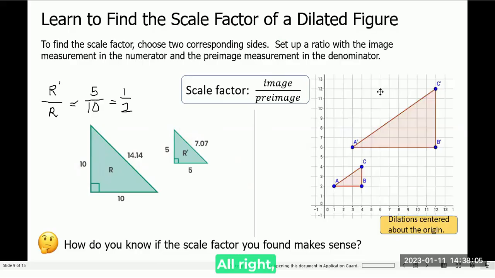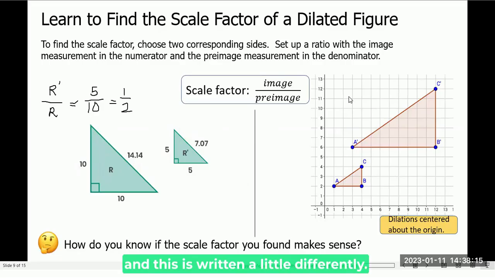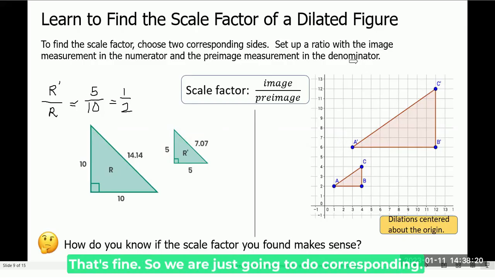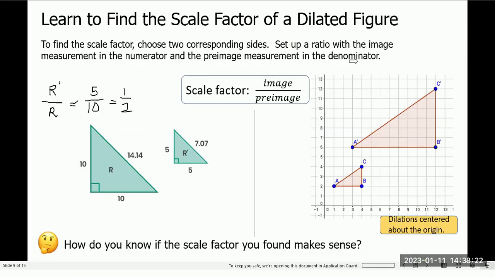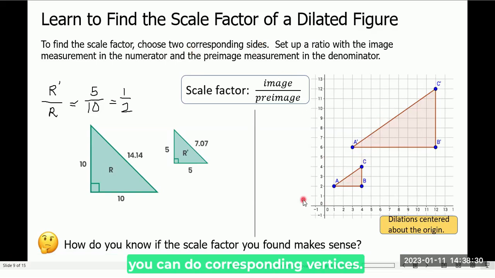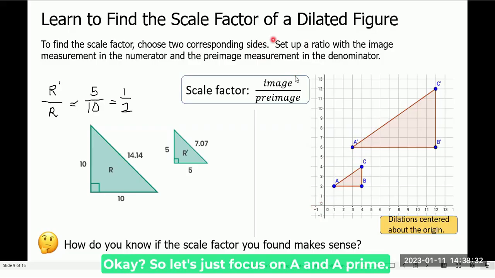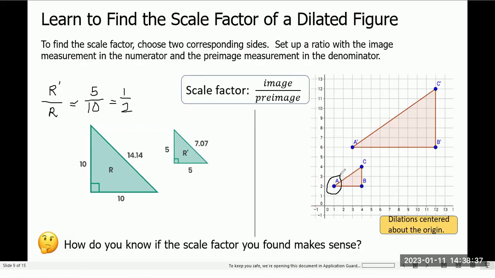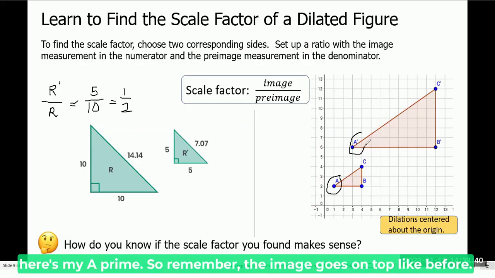Okay. All right, so now here we are with a coordinate grid. And this is written a little differently. You have points here on the ends, that's fine. So in the definition it says corresponding sides, but here with these graphs, you can do corresponding vertices. Okay, so let's just focus on A and A prime. So here's my A. Here's my A prime. So remember the image goes on top.